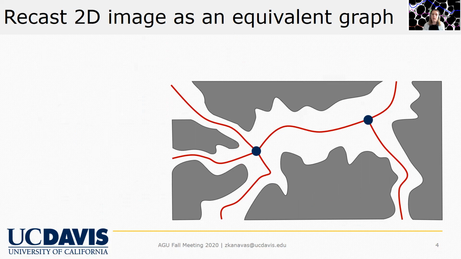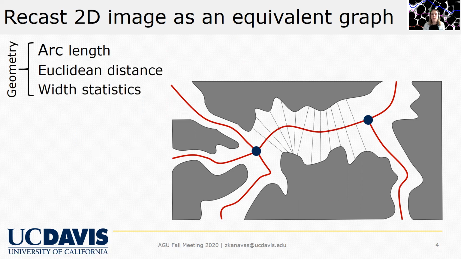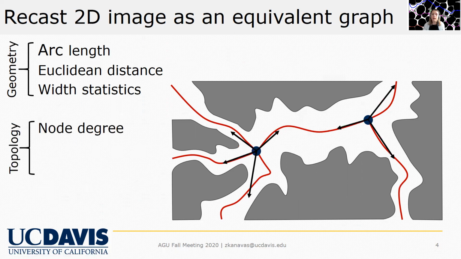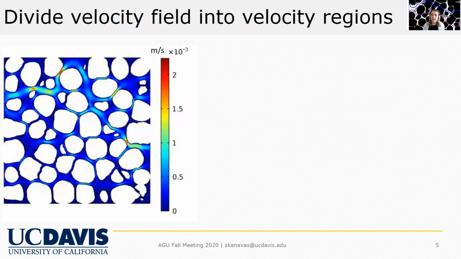After identifying the nodes and edges, we recorded the channel geometric information, including the arc length, Euclidean distance, and pore width information, as well as topological information like node degree and neighboring nodes and edges. Direct numerical simulations were performed on each tomographic slice, providing a velocity field. We want to divide this velocity field into regions of fast and slow flow.